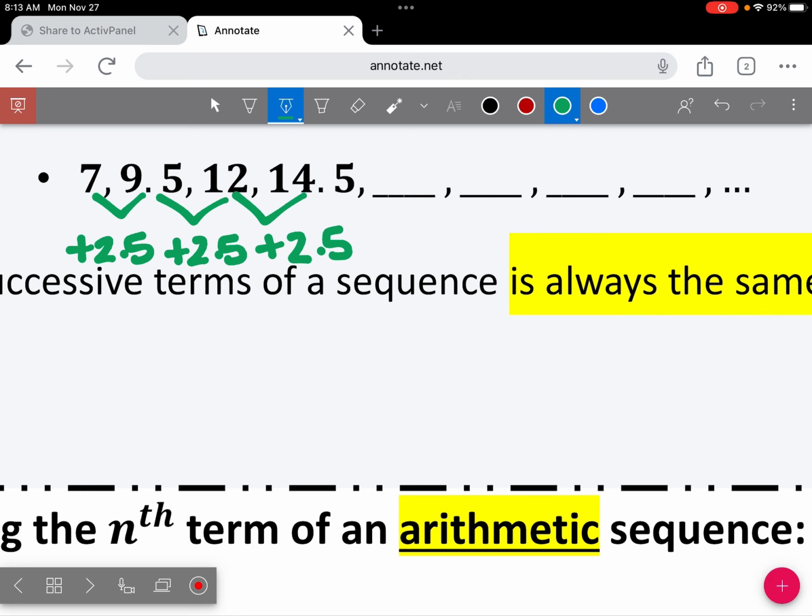So what do you get for your next number? What's 14.5 plus 2.5? 17. And now 17 plus 2.5: 19.5. And then 19.5 plus 2.5: 22. And then 22 plus 2.5: 24.5.